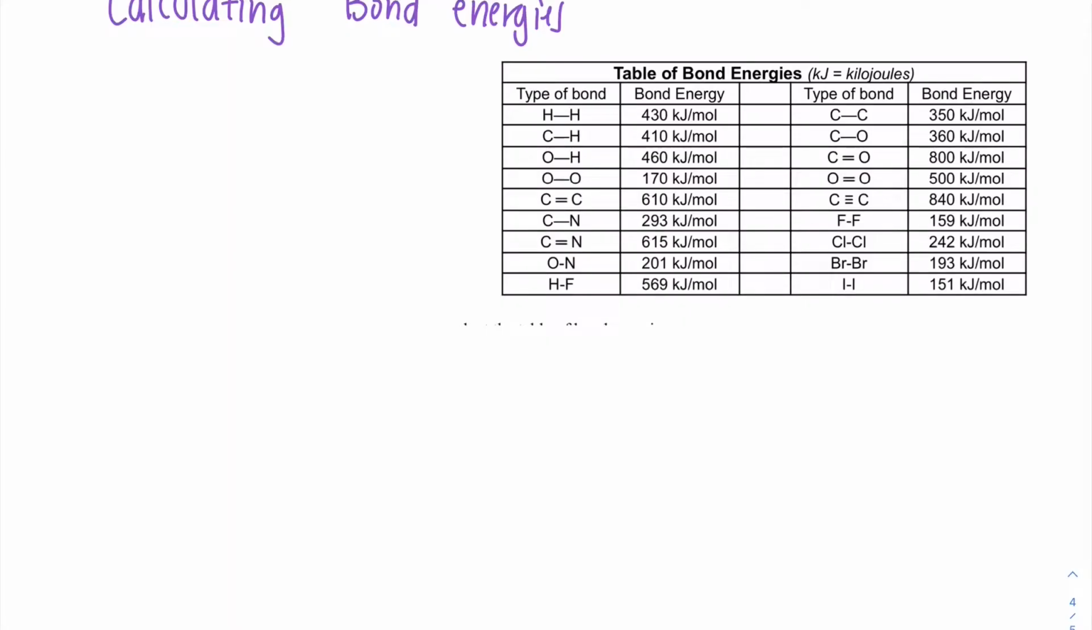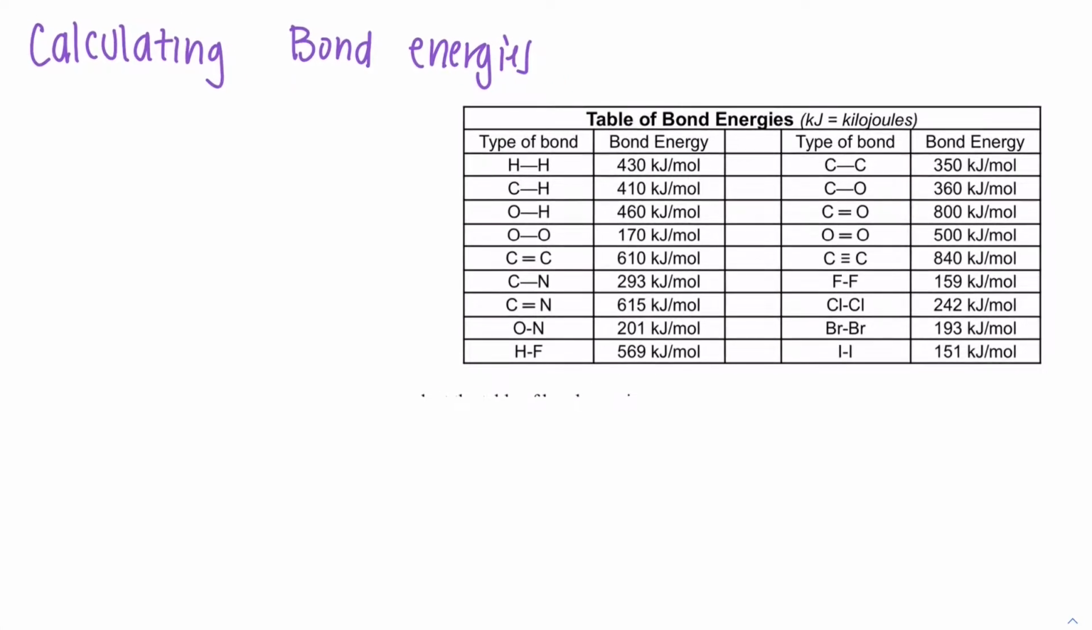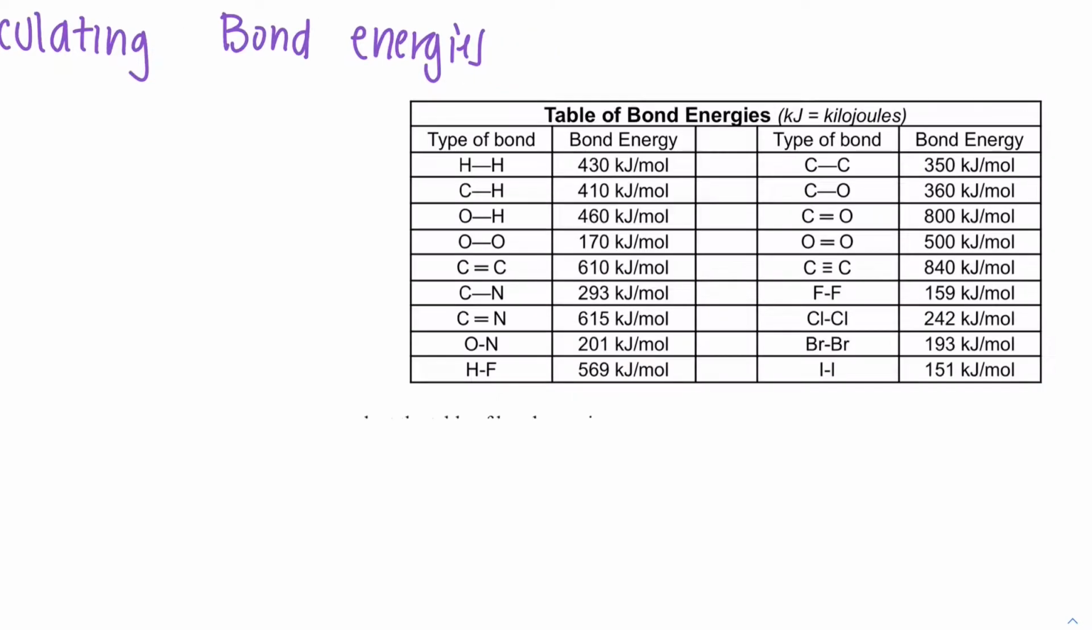This lesson we'll be learning about how to calculate bond energies. You've seen this table of bond energies before, but I'd like to explain a little bit more about it and then show you how it is useful. Experimentation has been done to see how much energy is required to break a covalent bond between two atoms.